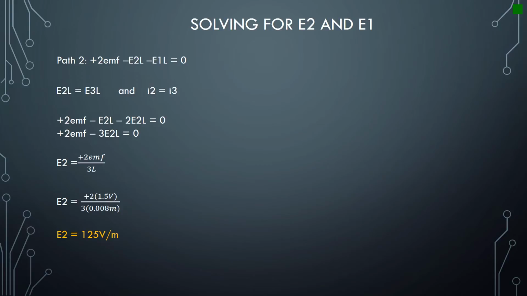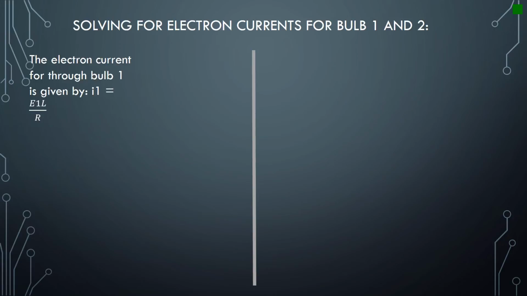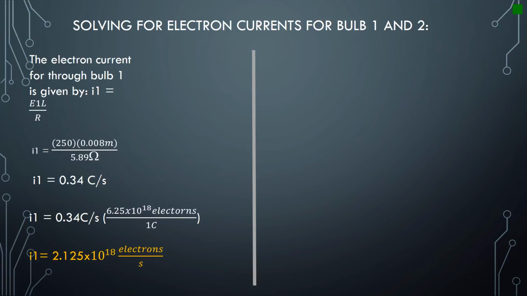Now substitute the value 125 volts per meter for E2 into the equation for E1 equals 2E2. E1 is equal to 250 volts per meter. The expression for the electron current through bulb 1 is I1 is equal to E1 times L divided by R. Plugging in the values for E1, L, and R, we get that I is equal to 0.34 coulombs per second. Multiplying that value by the electron density of the filament, we get that I1 is equal to 2.125 times 10 to the 18th electrons per second.